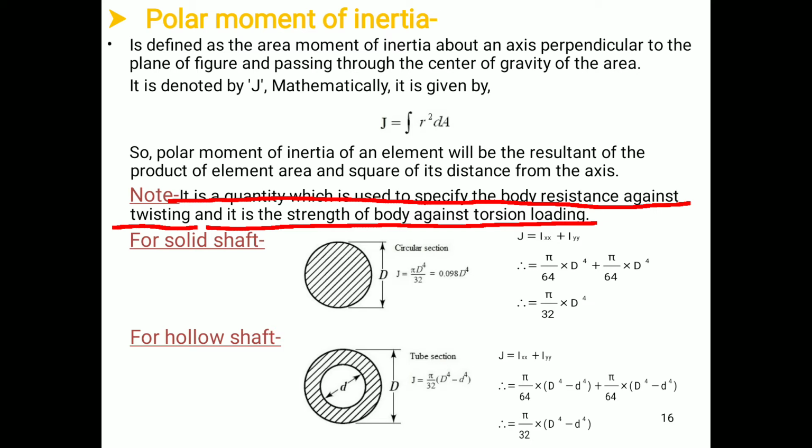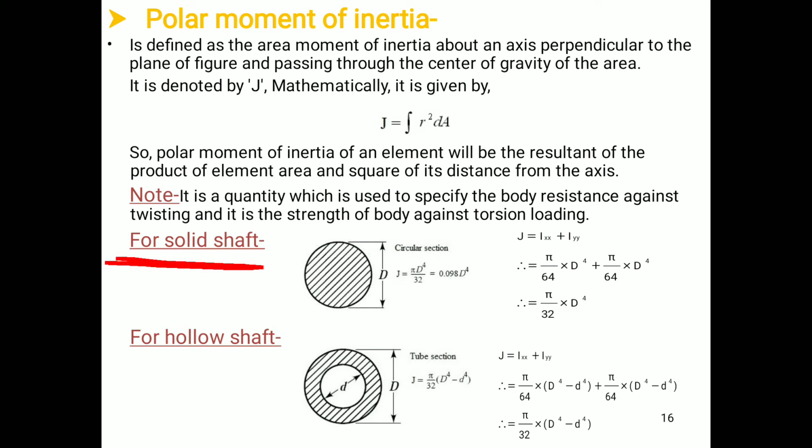Okay, so we are going to calculate the value of polar moment of inertia for a circular section. So the first circular section is the solid shaft. We have two cross sections only, a circular solid shaft and a circular hollow shaft. So first of all, we will discuss the solid shaft. Remember that mathematically it is the sum of moment of inertia about x axis and y axis. Therefore J is equal to Ixx plus Iyy.